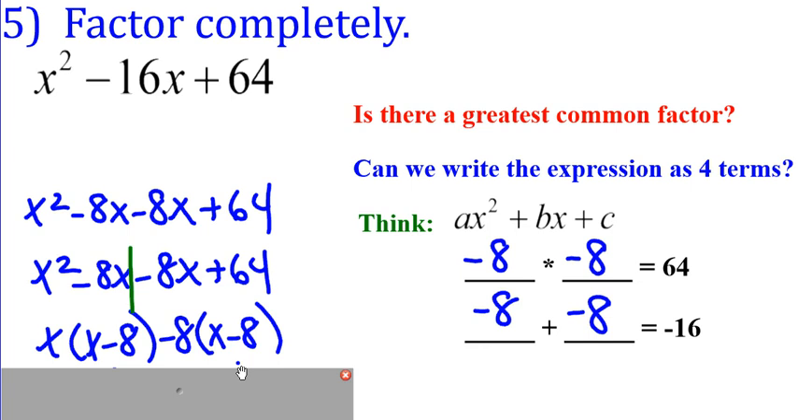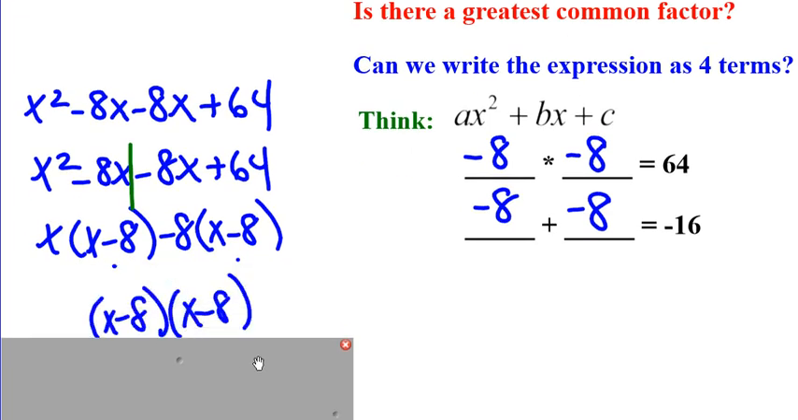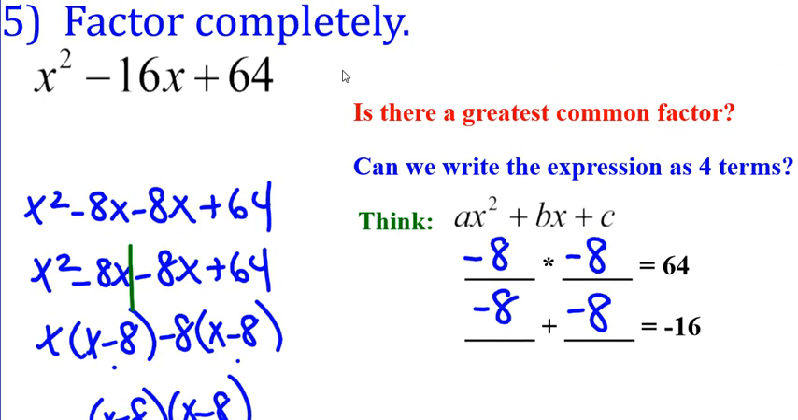Again, at this point, we're looking to see, are they being multiplied by the same amount? They are, so we have x minus 8 being multiplied by x minus 8. Again, notice that these two factors are the same, so we can condense it even more by simplifying it to x minus 8 squared. This is what we know as a perfect square binomial. When we multiply it out, we result in a perfect square trinomial.